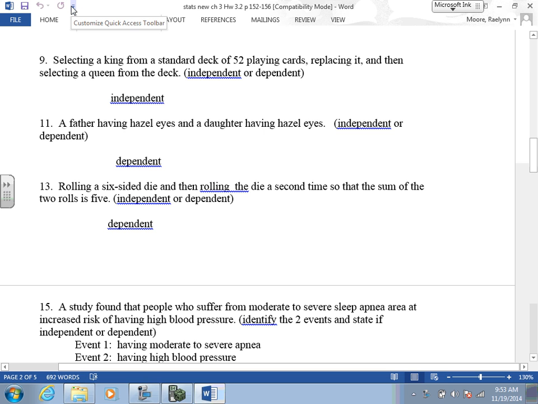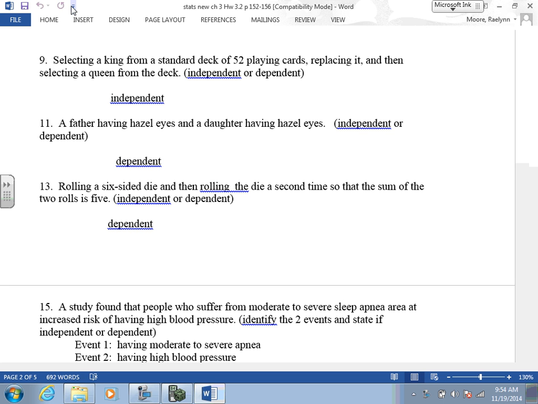Subjective probability things. A father having hazel eyes and a daughter having hazel eyes. This would kind of be a dependent event. Obviously she inherits the genes and the traits from the parents. So this is a dependent event. Does it mean she will have hazel eyes? No, because you probably learned in science how they match up and you figure out your strands there. But it has a dependency.